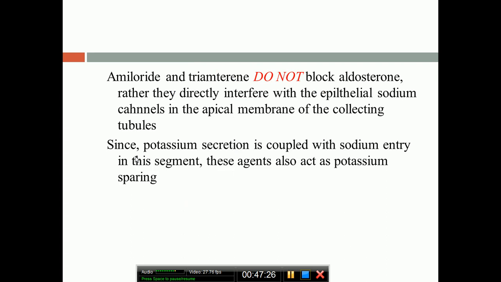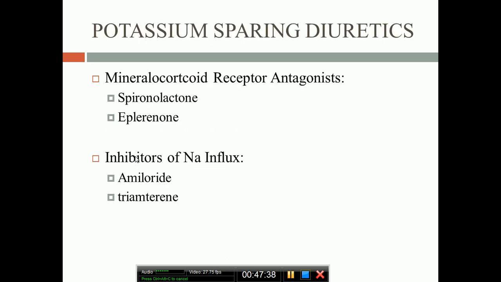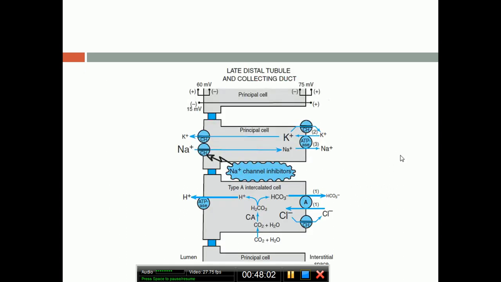So the second type of drugs, amiloride and triamterene, do not block aldosterone. Rather, they directly interfere with the epithelial sodium channels in the apical membrane of the collecting tubules that are not under the influence of mineralocorticoid. Since potassium secretion is coupled with sodium entry in this segment, these agents also act as potassium sparing. So these are also called sodium channel inhibitors.